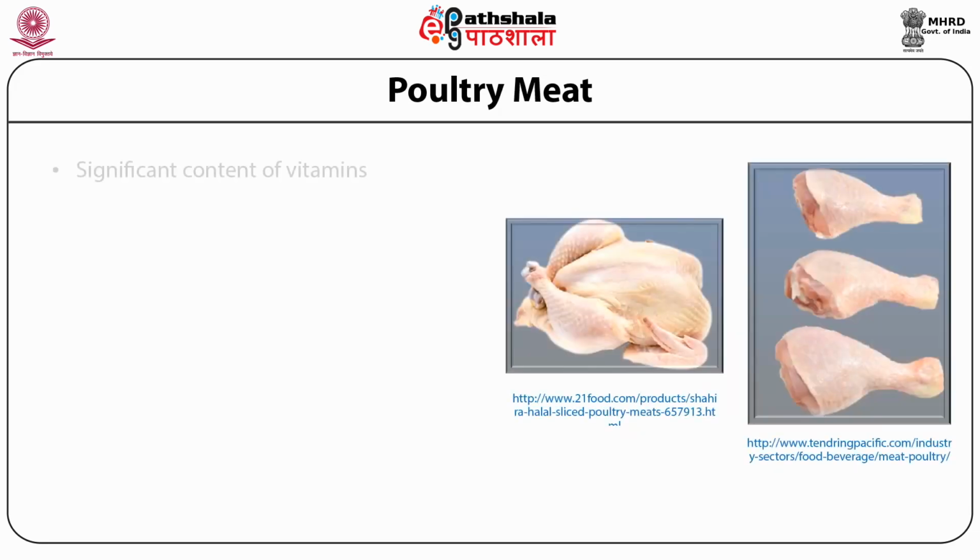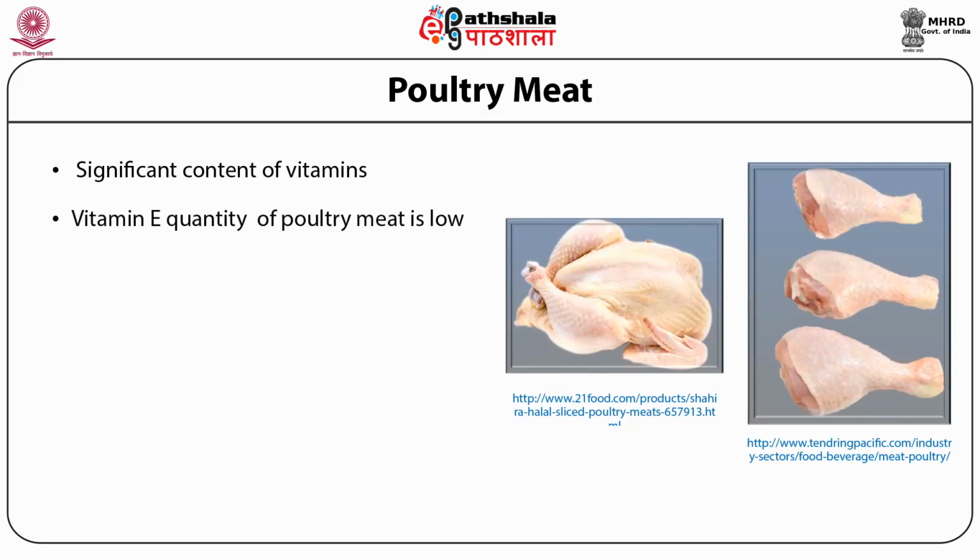Most animal products are poor sources of the vitamins. Poultry meat has a significant content of vitamins. The quantity of vitamin E of poultry meat is low. The main function of vitamin E, that is alpha tocopherol, is to protect susceptible cellular structures, especially polyunsaturated fatty acids in membrane phospholipids and in plasma lipoproteins against damage from oxygen-free radicals. Vitamin E functions primarily as an antioxidant in biological systems by trapping peroxide free radicals.